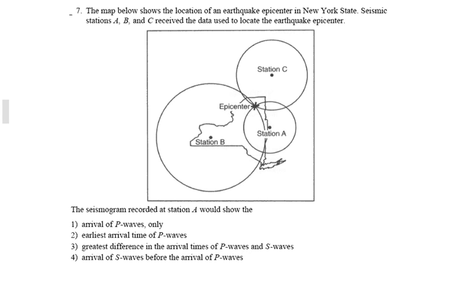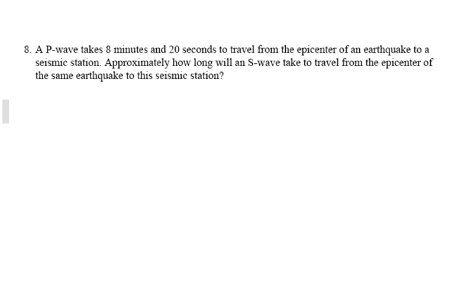This question is related to how fast the P waves and the S waves travel. The seismograph recorded at station A would show. So station A right here, you notice, is closer to the epicenter than either stations B or C. Since it's closer, the P waves are going to get there first. The correct answer is 2, the earliest arrival of the P waves. All right, pause this and try to figure this one out using your reference tables.